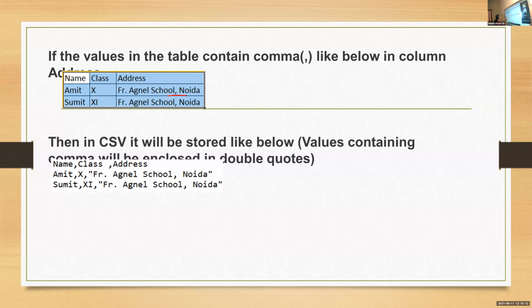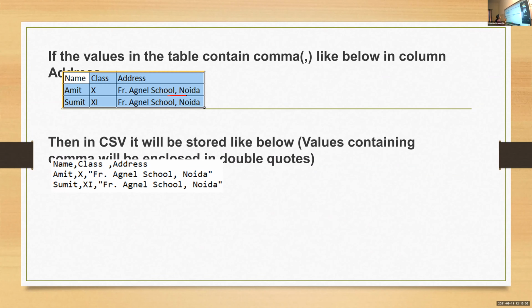So the CSV file is just like this. First, it will appear name, class, address. After that, the second row, that is Amit, comma, 10, comma. Here, Father Agnel School, comma, Noida is the next value. But within that value, already one comma is there. So we represent that value within double quotes.